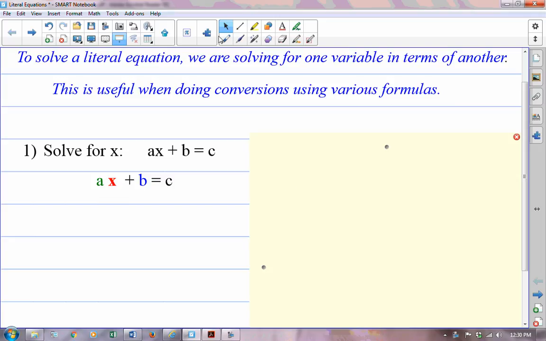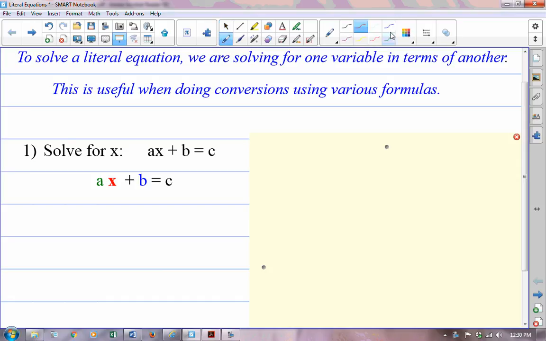Today we are solving for literal equations. Literal equations are formulas or equations with multiple variables in them. When it says solve for a particular variable, it doesn't mean that you're going to get a number answer. It just means that you're going to isolate that particular variable.